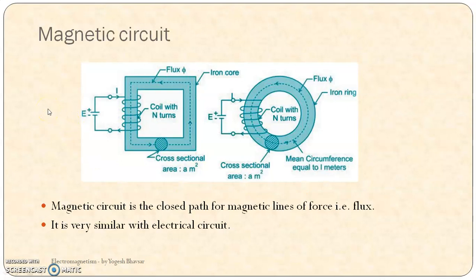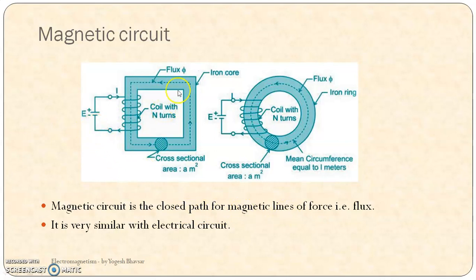So what basically is a magnetic circuit? We all know about the electrical circuit. The electrical circuit may contain different electrical components like resistor, battery source, or other elements like capacitor, inductor, right? Similarly, there will be a magnetic circuit. The magnetic circuit is simply defined as the closed path for the magnetic line of force, that is flux, right? In an electrical circuit, we say it is the closed path for the current. Similarly, the magnetic circuit is the closed path for the magnetic flux.